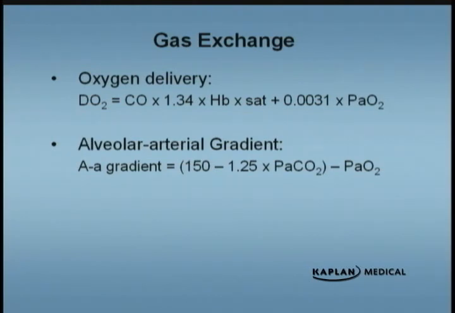Here it is. Oxygen delivery equals cardiac output, this is CO, times hemoglobin, times this coefficient for hemoglobin, times the hemoglobin saturation, and then you add on to that the partial pressure of oxygen. This is the dissolved oxygen in the blood, the one that we get in the ABG when we check it. And this is multiplied by this coefficient, 0.0031. Now, we don't have to know this whole formula, but what do you get out of this formula?